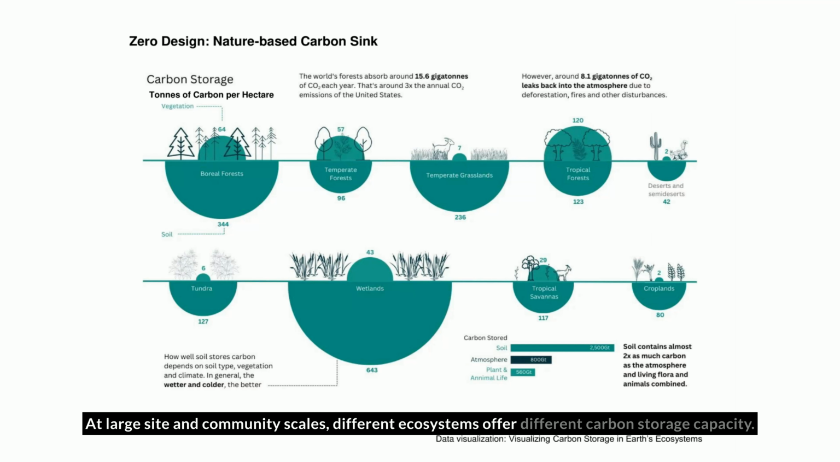Different ecosystems offer different carbon storage capacity. Wetlands are among the most efficient, storing up to 643 tons of carbon per hectare. Incorporating constructed wetlands into site designs significantly contributes to carbon sequestration while creating functional and beautiful landscapes. Forests and grasslands also play an essential role, and their integration into urban settings can amplify carbon capture, urban ecology, and a healthier built environment.